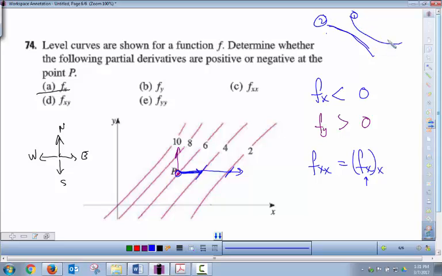So it's decreasing, right? But the rate of change of decrease is positive. So it's really a question of concavity, right? And in this case, it looks like if you go in this way, it's concave up. And so concave up, we usually think about positive or negative? Positive. So fxx is going to be positive.